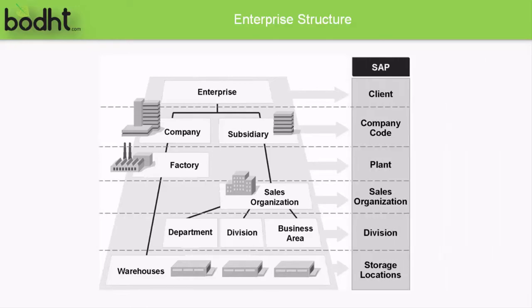And please note, in SAP all these are represented this way. Enterprise stands for client, we usually call it by the term client, and company and subsidiaries would be called company code. Factory is called plant, and sales organization is going to be called with the same term. And below that, if there are any other business areas, divisions and all, it would be called division. And warehouses are usually called storage locations in SAP.